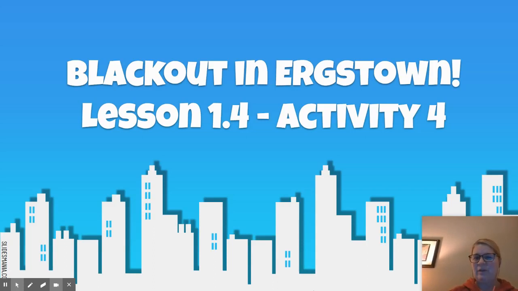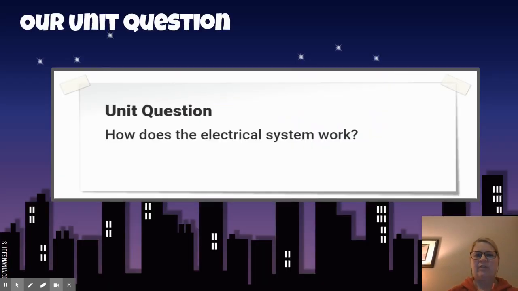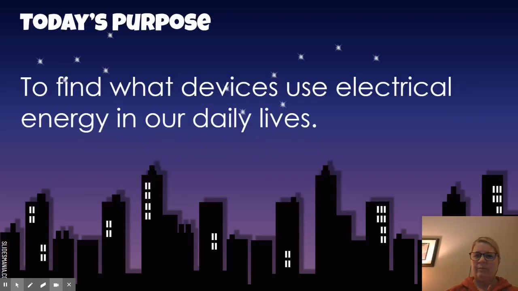We are in lesson 1.4, activity 4. So let's review our question, the same thing we've been talking about for this entire unit. Our goal is to figure out how the electrical system works. Today's goal, today's purpose, is to find devices that use electrical energy in our daily lives. So every day, what are the devices that we use or we know that use electrical energy?